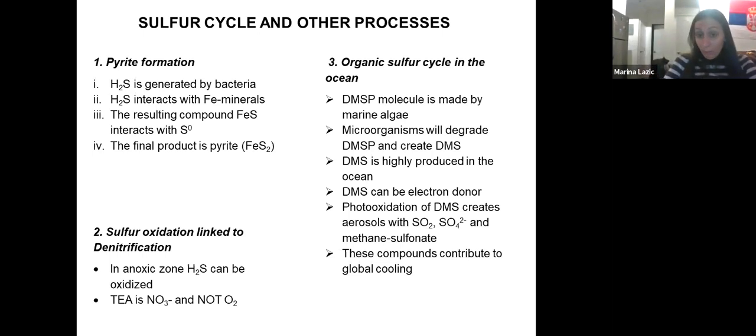And as for organic sulfur compounds, a very interesting process where you have a molecule made by marine algae, DMSP, and microorganisms can degrade this DMSP, creating DMS. DMS is produced in the ocean, and that's now an electron donor, but it's photo-oxidized. And this photo-oxidation of DMS is creating some aerosols with sulfates and sulfur dioxide. And these compounds are contributing to global cooling. So this process is used in geoengineering.